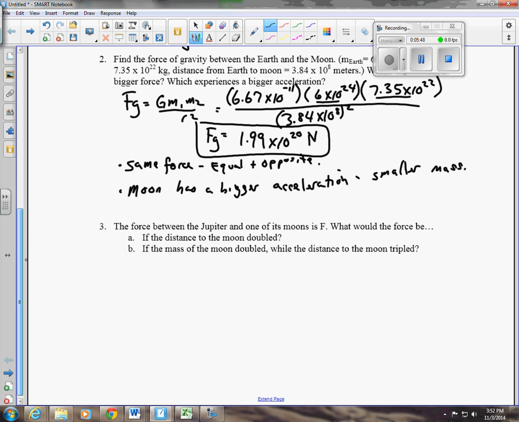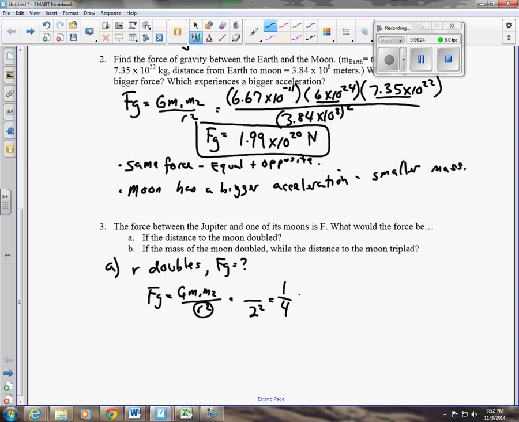Now, another way they could ask this is like this. The force between Jupiter and one of the moons is F. What would it be if the distance doubled? So, R doubles. What happens to the force of gravity? I take a look at the equation, G m1 m2 over R squared. The only thing I'm changing is this R. So if I double it, I would have a 2 squared on the bottom, which would make it 1/4 as large. So it would be F divided by 4.